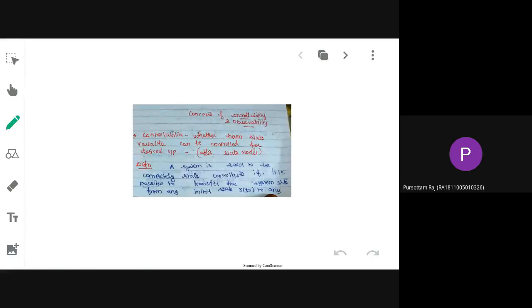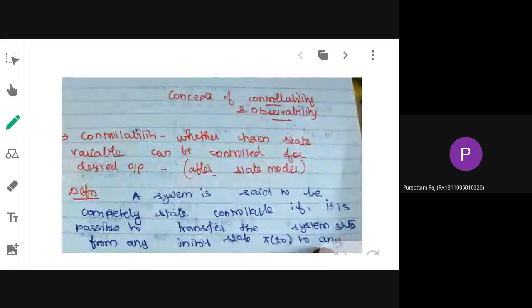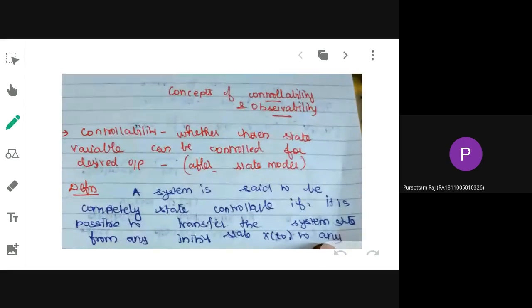Okay, next concept. This concept of controllability and observability is also very, very important. Surely one problem will come from this. Only one formula I have to remember. Again, matrix manipulation only. So make a note of it. The definitions are also very important. Concept of controllability and observability. Are you making a note?